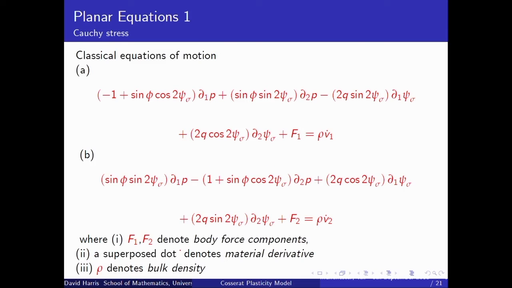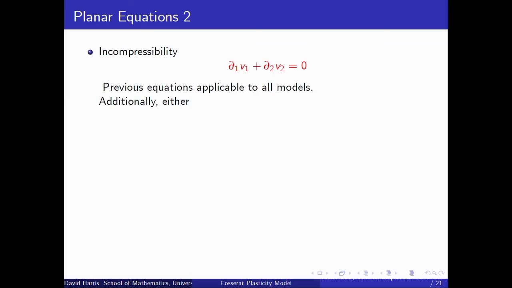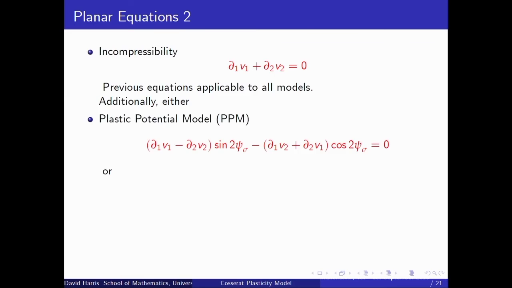If we plug all that information into the two equations of motion, we'll get equations that look like that. We're going to assume incompressibility. We want simple shear, which is an isochoric flow. So we'll have incompressibility, and then we need one extra kinematic equation. And this depends, classically again. Either we use the plastic potential model, and this equation says that the strain rate and the stress share the same principal directions.